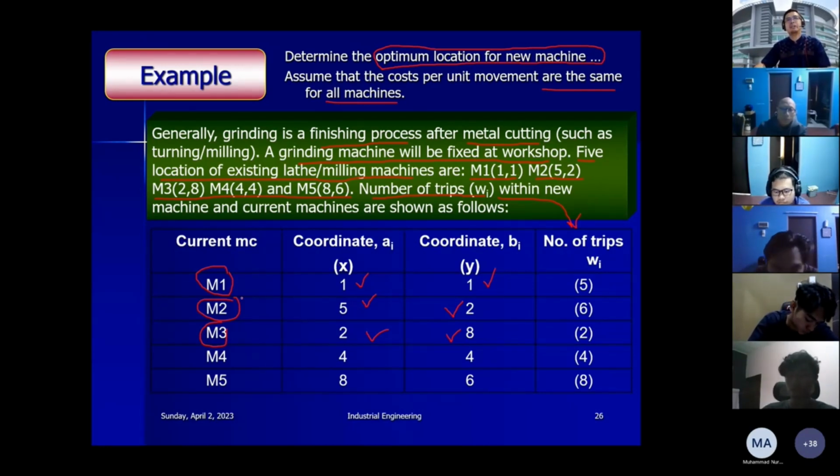First, they give you the current machine locations, coordinates AI or BI. AI is for the X, BI is for the Y. They also give you the number of trips, WI: 5, 6, 2, 4, and 8. The first thing we have to determine is the optimum location for a new machine. Please remember to assume the cost per unit movement is the same for all machines.